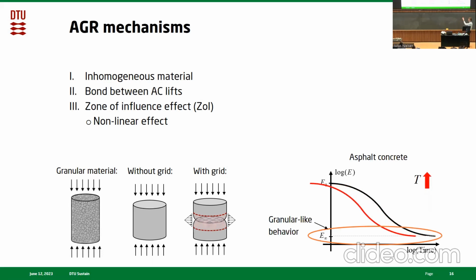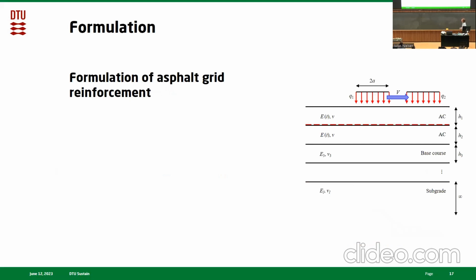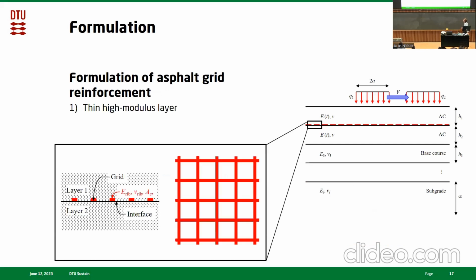As I said, the reason why this is also relevant for asphalt is because in some areas, we expect asphalt to behave more like a granular material, and therefore we should account for this nonlinear effect. So the way to do this was to first consider the homogeneity of the grid. We simply smear out the grid into a homogeneous layer. So here we have two asphalt layers with a grid in between them. Each grid ribbon has a modulus and Poisson's ratio and some cross-sectional area.